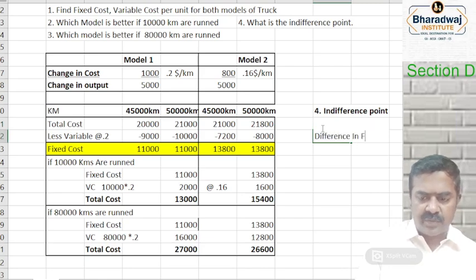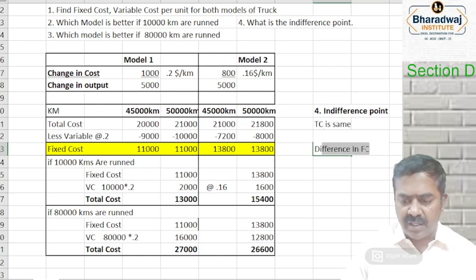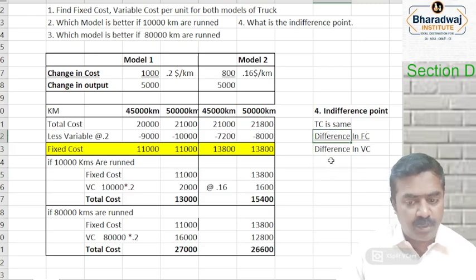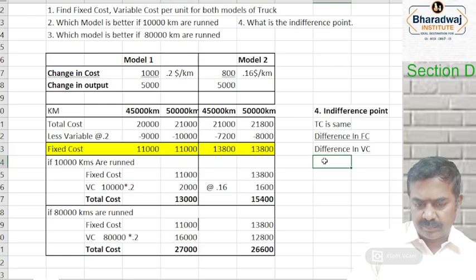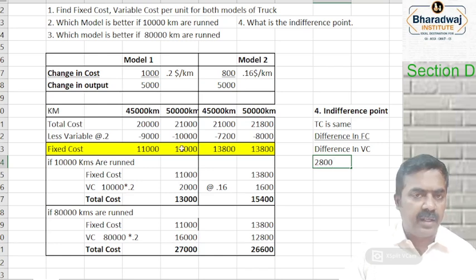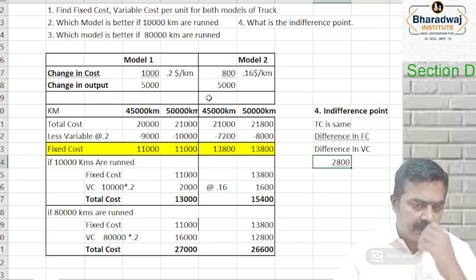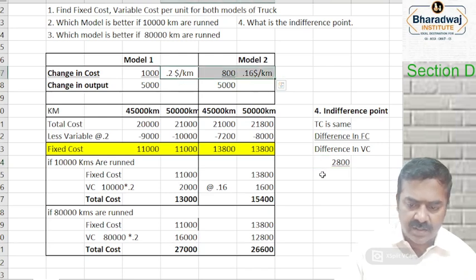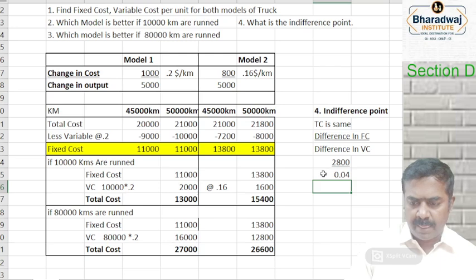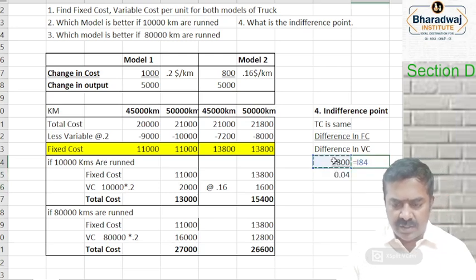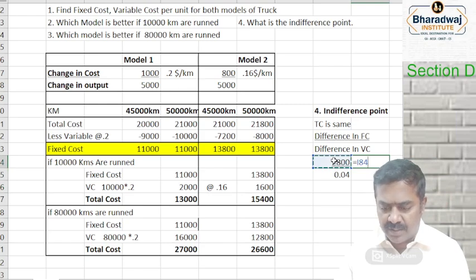Difference in fixed cost divided by difference in variable cost. I will prove the answer also. What is the difference in fixed cost between these two models? That is 13,800 minus 11,000, which is 2,800. Difference in variable cost: 0.2 minus 0.16, which is 0.04. This will give us the kilometers at which the total cost will be the same.